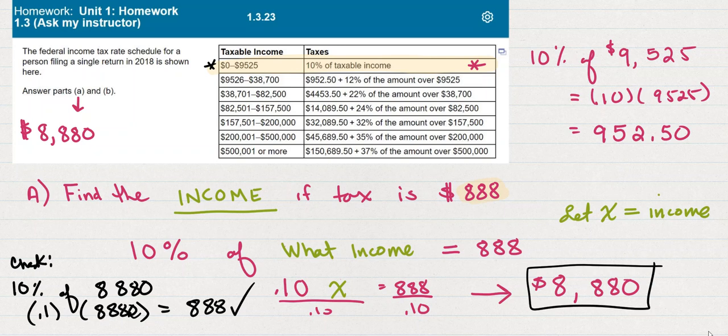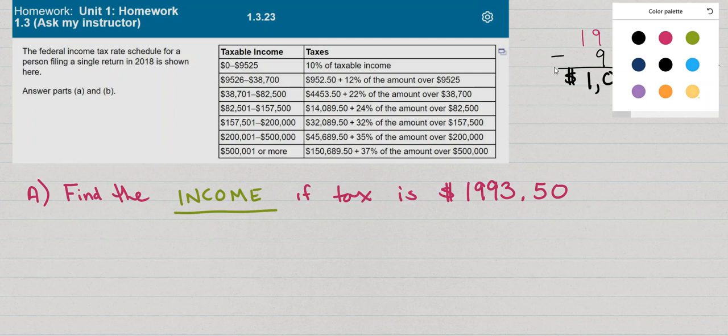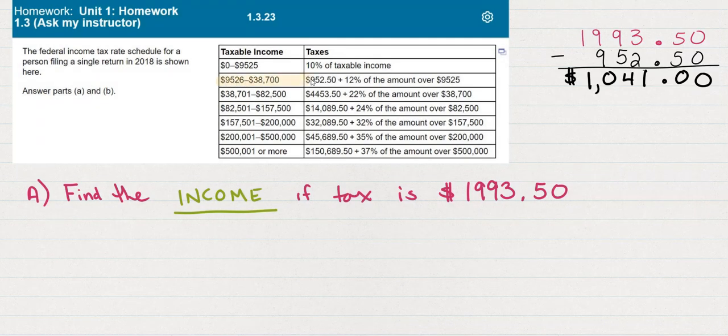Part B is a little more complicated. Let me show you how you would do part B. If the income is the tax, not the income. The tax is $1,993.50, and we want to find the income. To start with, we're going to determine which of those rows we're going to use, right? So $1,993 in tax is going to be less than this $4,400 and more than the $952. So I'm going to use the second row.